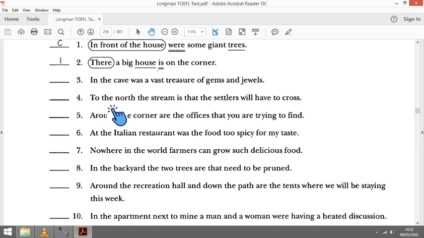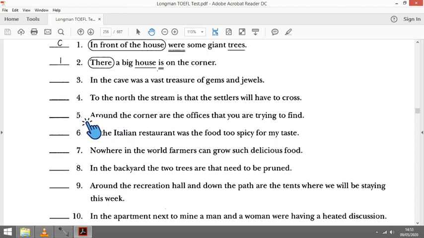Number 4, to the north, the stream is that Settle will have to cross. To the north. Okay, so this one is a place expression. So we have to put the verb first and then the subject. We have to move this one here. So number 4 is incorrect because we need "to the north." Yeah, because we don't know where it is.